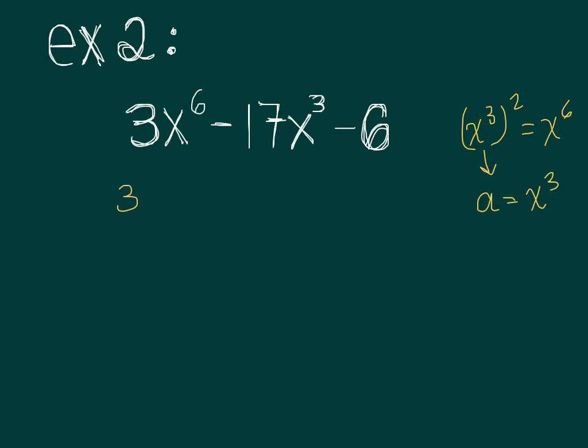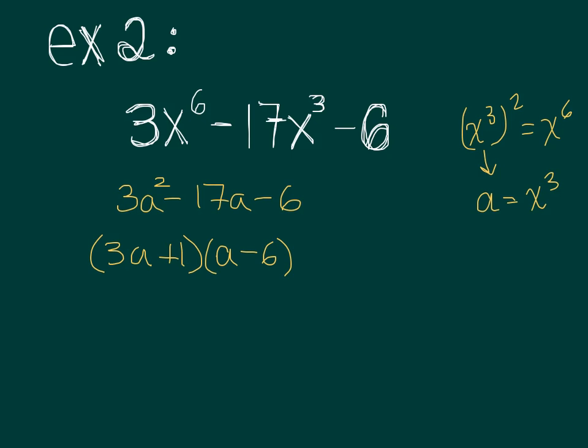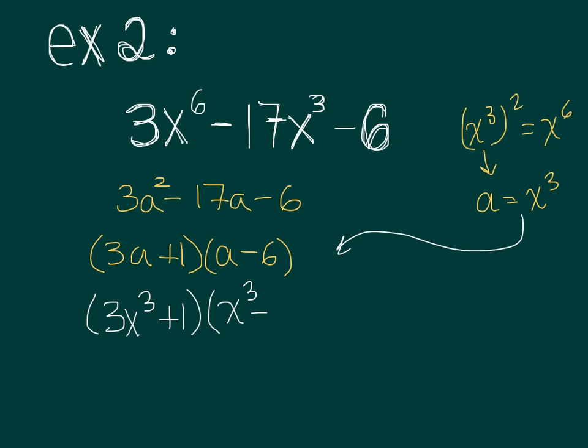So now I'll do 3a squared minus 17a minus 6. Now we've already done that problem out in the previous example, and I know it factors to 3a plus 1 and then a minus 6. And now though, when I go to put my x's back in, I'll have 3x to the 3rd plus 1 times x to the 3rd minus 6. So all that was really different is we had a different exponent on our answer, different exponents in our question.